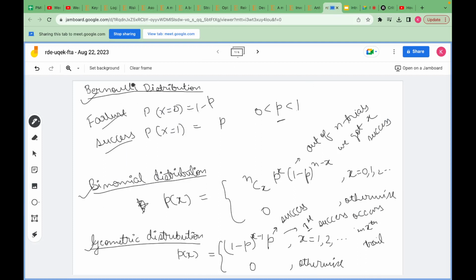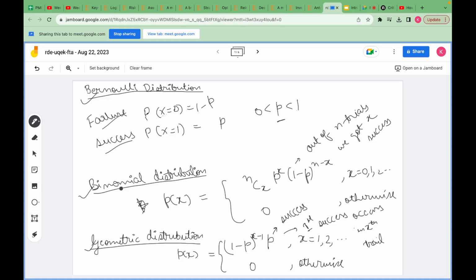First is the Bernoulli distribution, in which we have a failure rate and a success rate. The probability that our random variable x takes the value 0 is 1 minus p, and the probability that x will take the value 1 is equal to p. There are only two events possible in Bernoulli distribution, and here x equal to 0 is considered a failure and x equal to 1 is considered a success event.